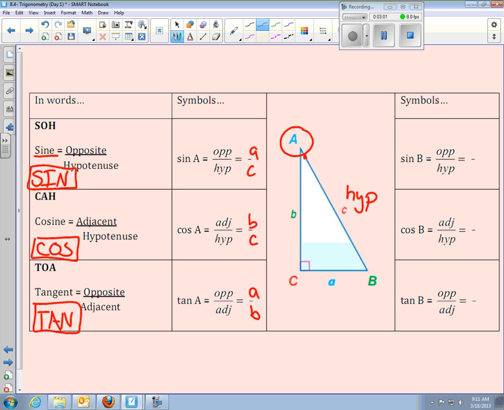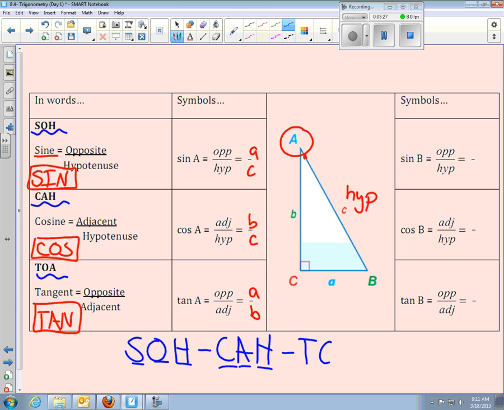Then lastly, you'll see up in the corner of each of these we have SOH, CAH, and TOA. SOH represents sine: opposite over hypotenuse. So this is a little mnemonic device to help us remember. CAH, C-A-H: cosine, adjacent, hypotenuse. So cosine is adjacent over hypotenuse. And our last one, TOA: tangent is opposite over adjacent.